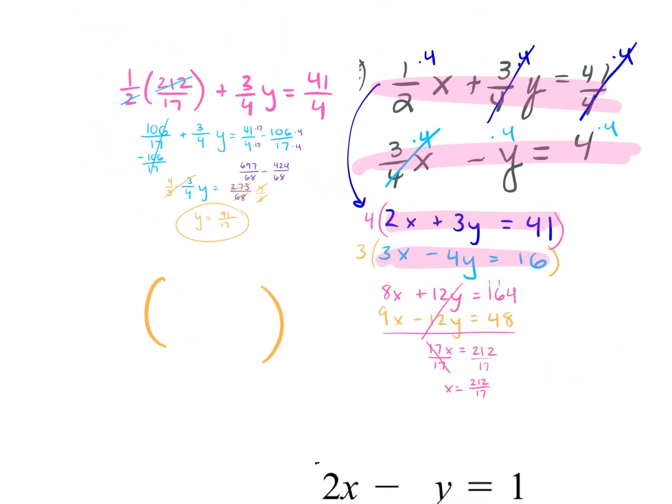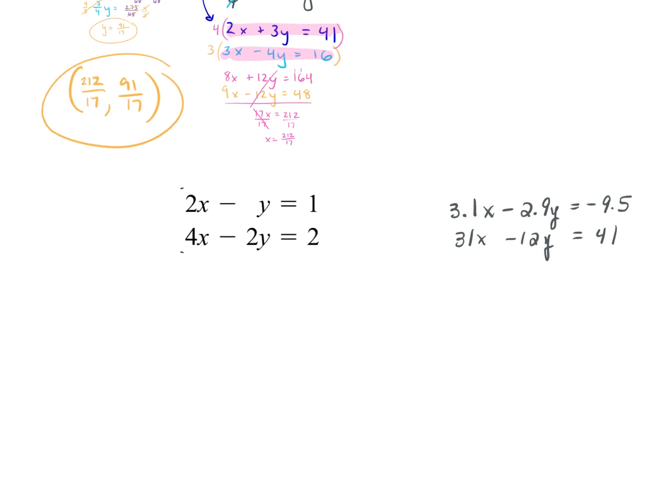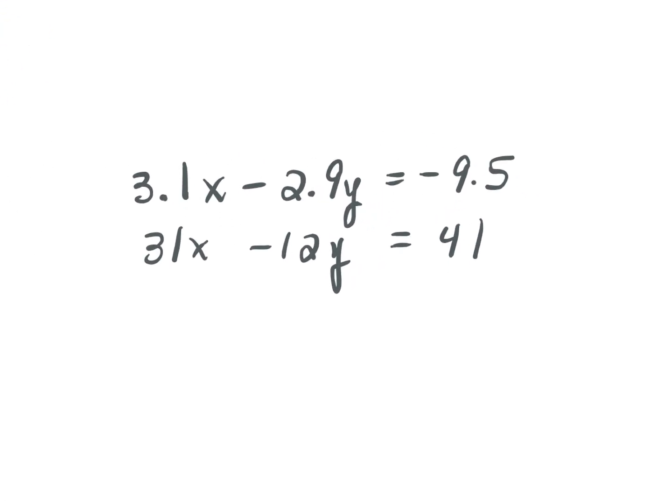So how would we write our answer? 212 over 17, 91 over 17. So we can do the same thing when we have decimals. How do you think we could get rid of the decimals here? Multiply by 10. Multiply everything in the first equation by 10. Awesome. So our new first equation is 31x minus 29y is equal to negative 95.